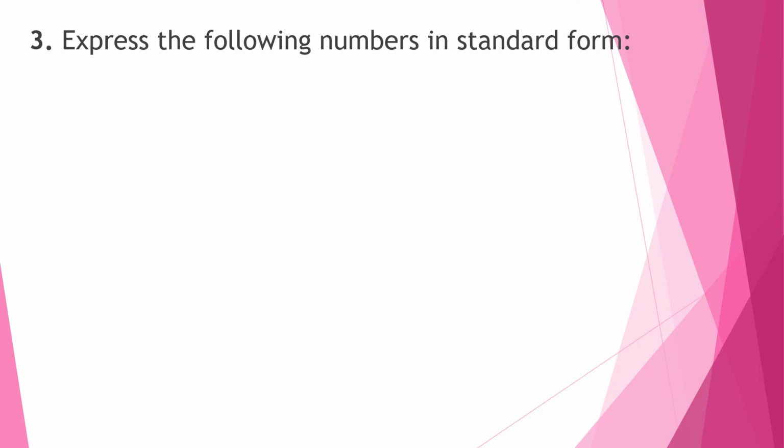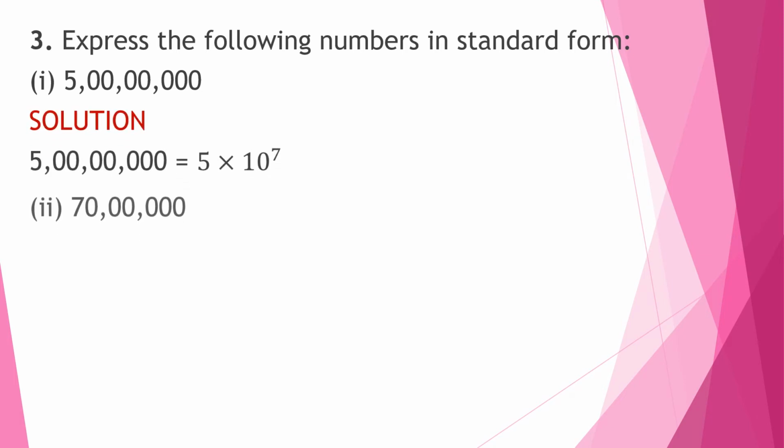Next question number 3. Express the following numbers in standard form. So children, after the first digit put a decimal point, then count the number of digits on the right side of the decimal point. Here all are zeros, so you can simply write 5 into. We are putting the decimal point after 5. Then on the right side of the decimal point 7 digits are there, so the standard form is 5 into 10 raised to 7. In the second question, 7 point, so all are zeros, so we can write 7 into.